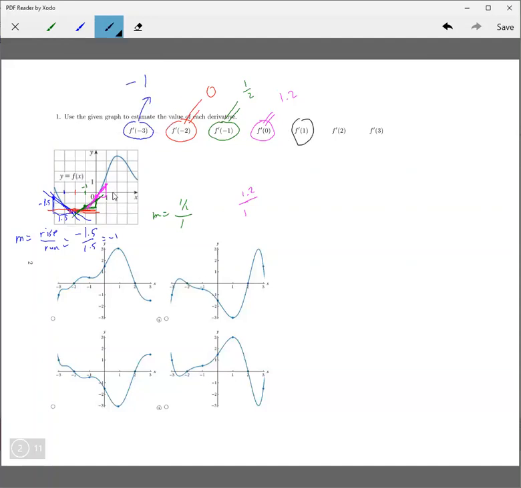f prime of 1. So here's 1 right here, and we're looking right there. And that looks pretty steep right there. I mean, that pretty much follows the curve. So if we go from there to there, we're pretty much in the middle there. So it went across by 1 and up by 1, 2, maybe 2.5. Let's see if 2.5 works.